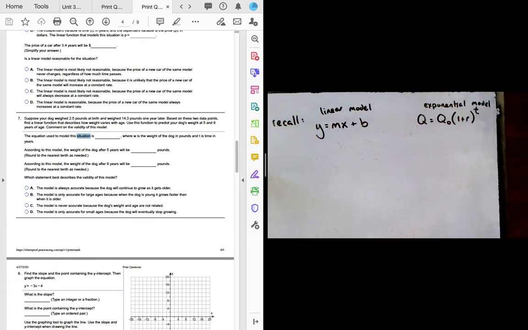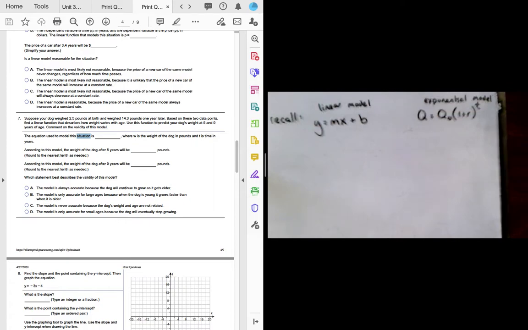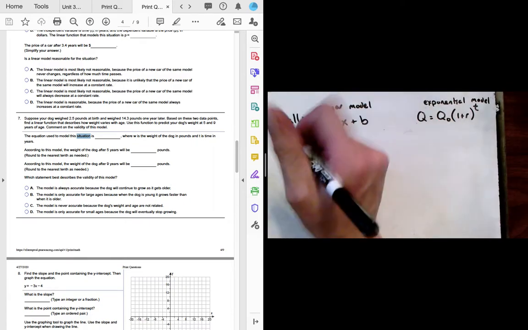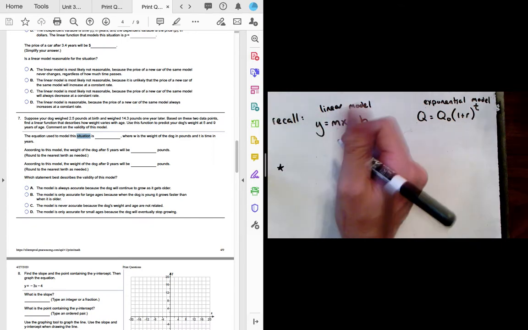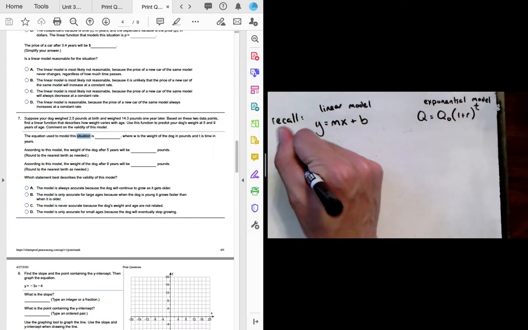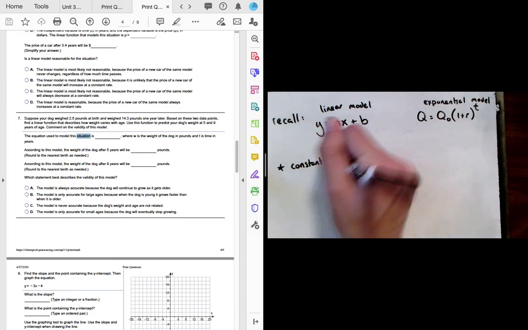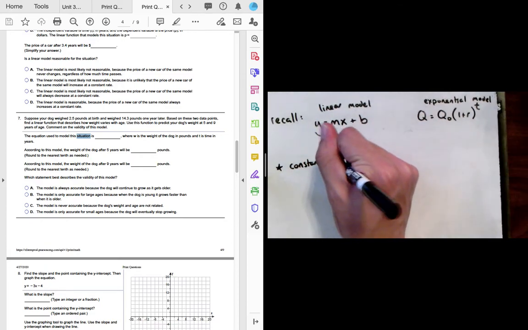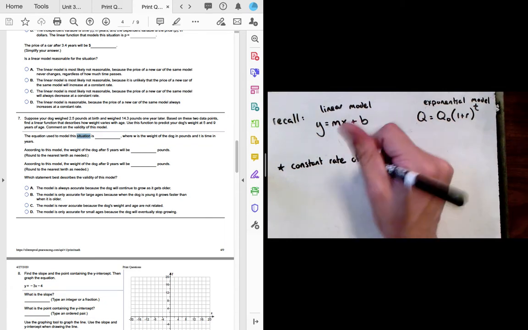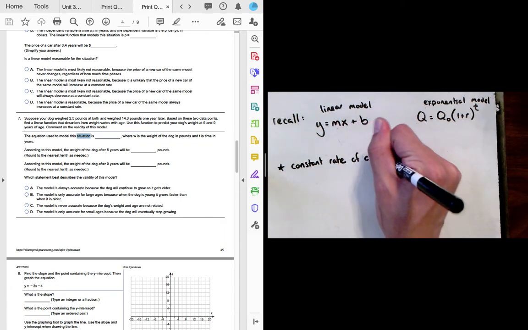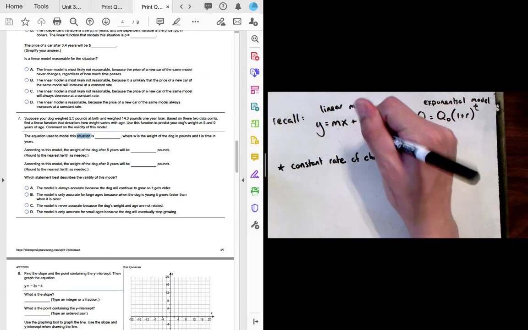The thing we want to keep in mind is, when do we use each model? Just as a reminder, the linear model is going to happen when we have a constant rate of growth or a constant rate of change. It doesn't necessarily have to be growth. It could be decreasing, but if it's decreasing by that same amount over and over again, then we're looking at the linear model.